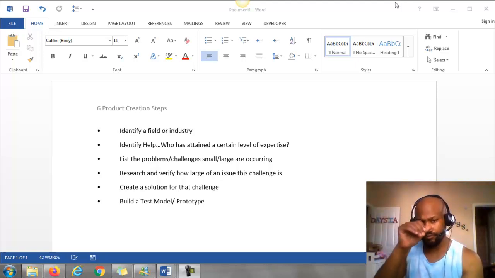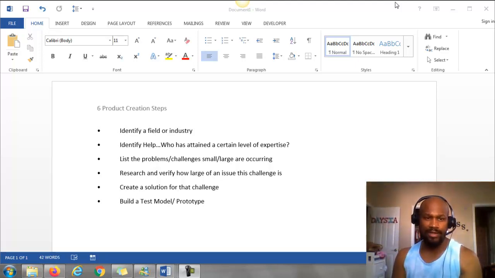So let's review. Number 1 says identify a field or industry. All right, so what area, industry, field, what are you going into? Let's just identify that and list that down. It could be some sort of technology, some sort of service, whether that's specific to, I don't know, sports, banking, so whatever industry, it doesn't matter. Just pick the industry that you're looking to create this product or service in.